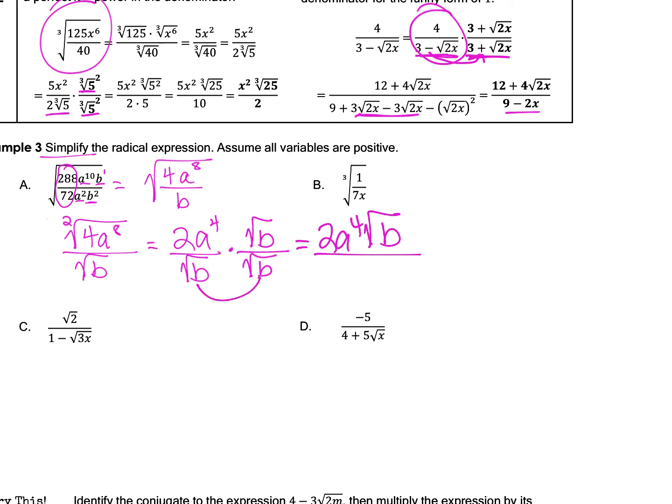These, square root of b times square root of b, is the square root of b squared, which is just b. So anytime I multiply a radical times itself, or square root times itself, it gets rid of the square root for me. Since I no longer have a radical in the denominator, this would be my final answer.